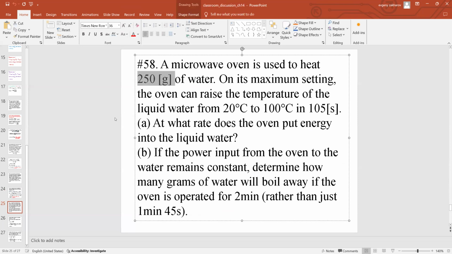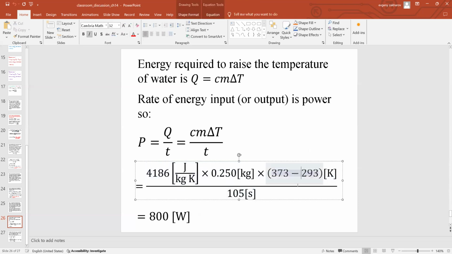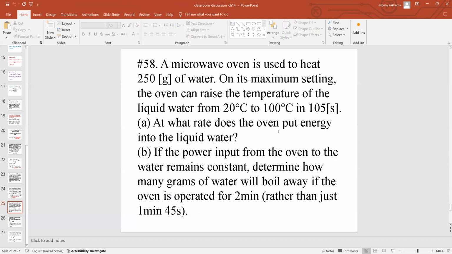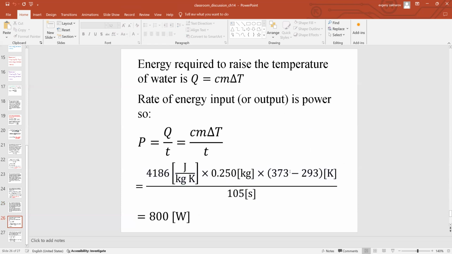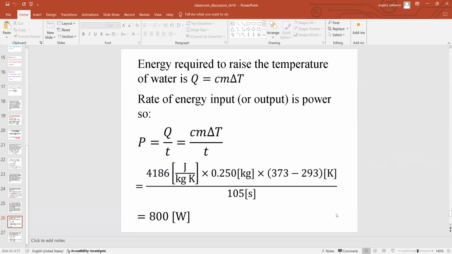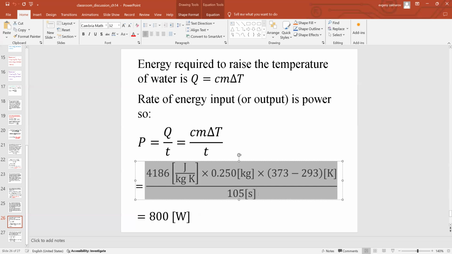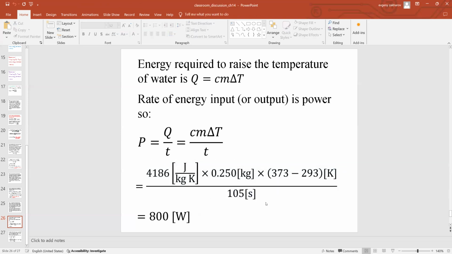250 grams. Be careful, don't forget to convert grams to kilograms. And the temperature change from 20 to 100. So plus 273 plus 273, that gives you this many Kelvin degrees of a change. And the time frame is 105 seconds. Good news, it's already in System International Units. So 105 seconds, that's what we get. Do the math. Boom, you have 800 watts.